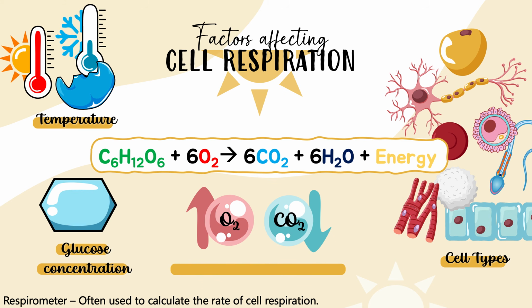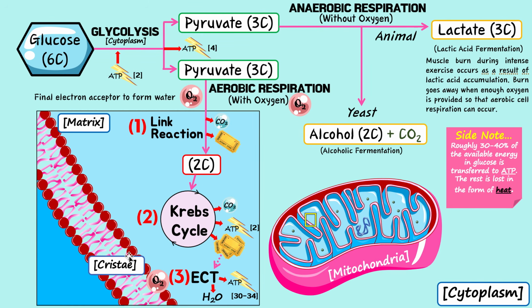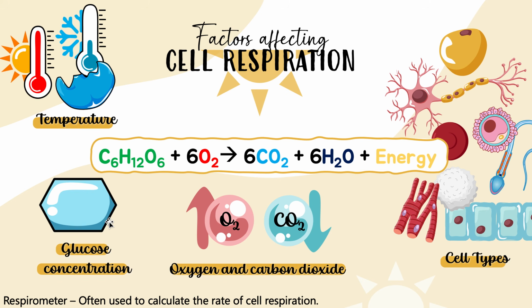Okay, and then last one here is going to be oxygen and carbon dioxide. So when you have a lot of oxygen, then of course you can do more cell respiration, because oxygen is needed to accept that final electron to make the final ATP. So if you have more oxygen, then of course you can do more cell respiration, okay? If you have less oxygen, then you're going to do less cell respiration.